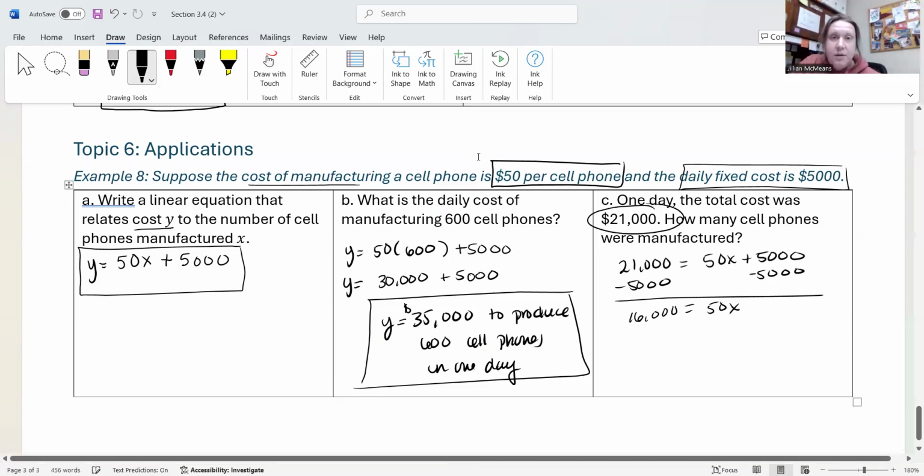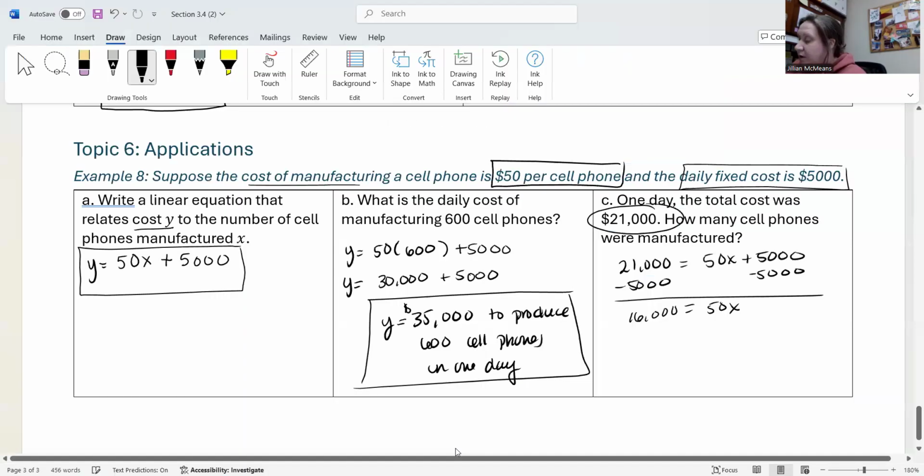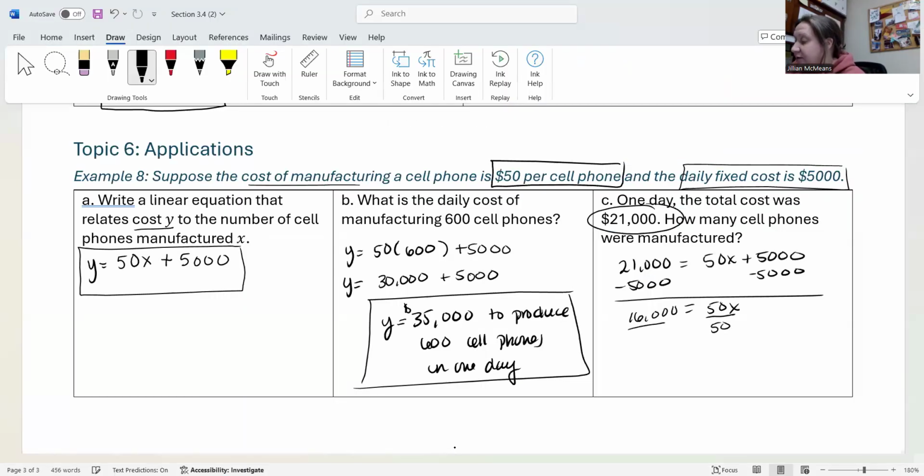We can go back to the calculator really quick. So when I go to the calculator, I get 16,000 divided by 50, which is 320. Whoops, I forgot to share. There we go. So if I divide both sides of this equation by 50, the 50s with the x cancel, they just become 1. So x is going to equal 16,000 divided by 50, which we found to be 320. 320 what? 320 cell phones. So again, just make sure you describe your answer.